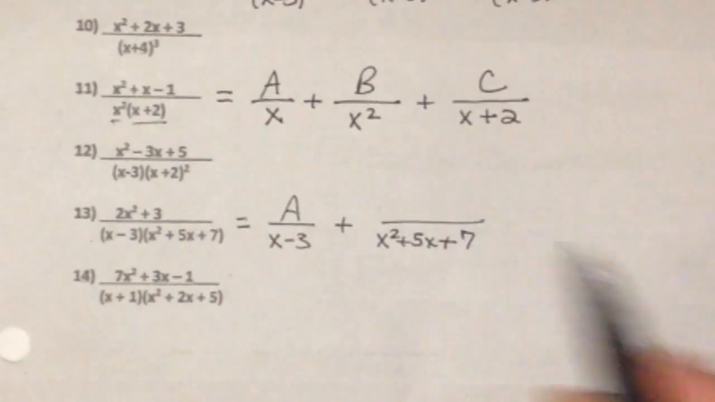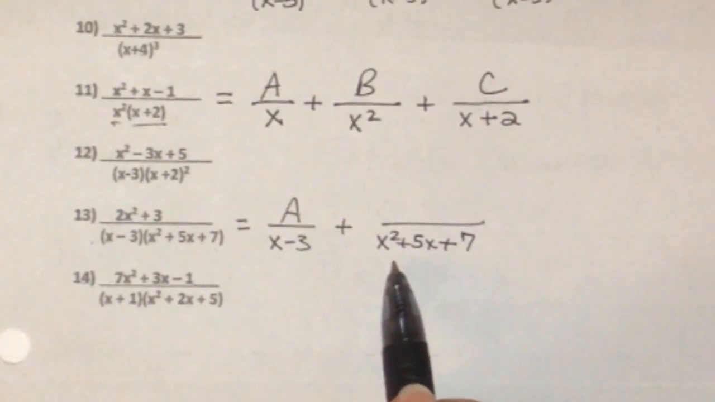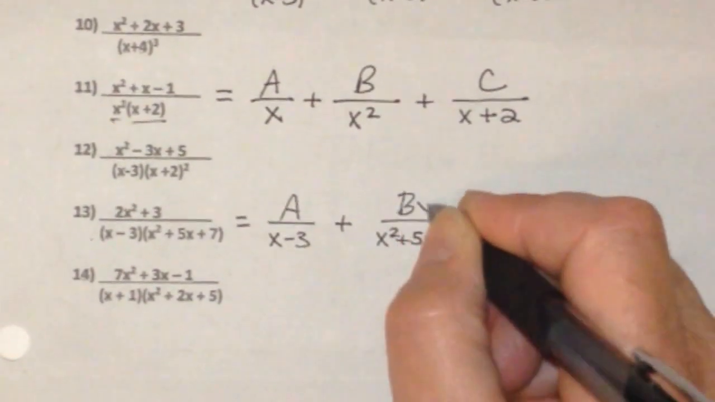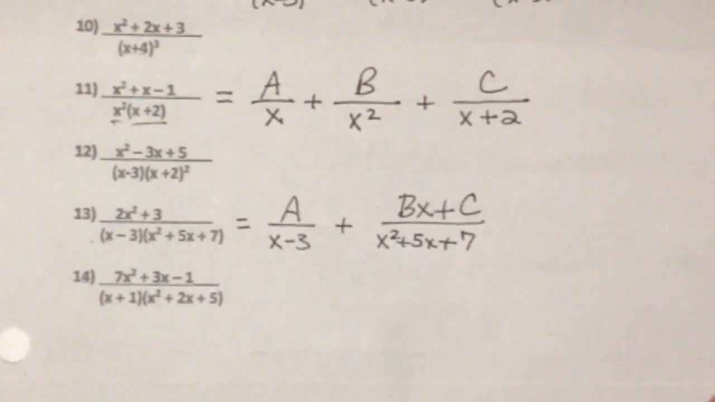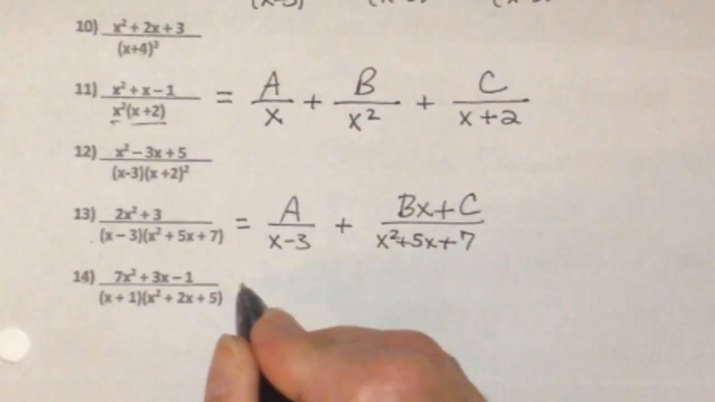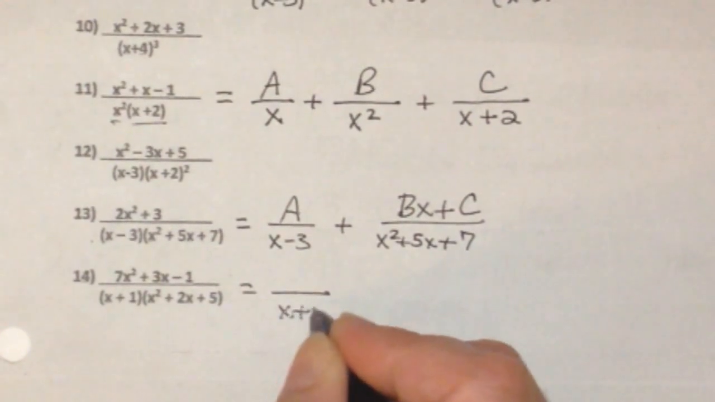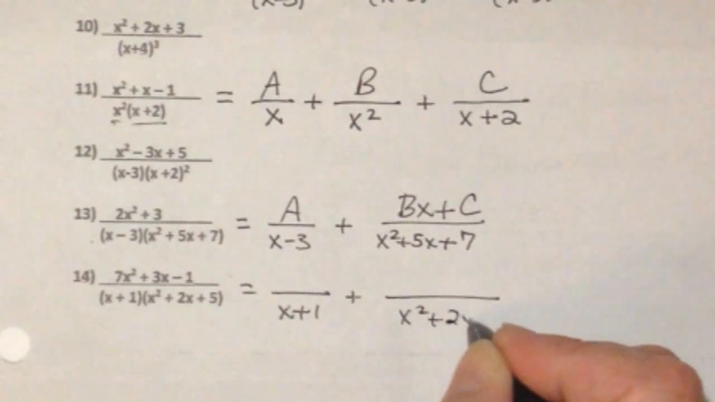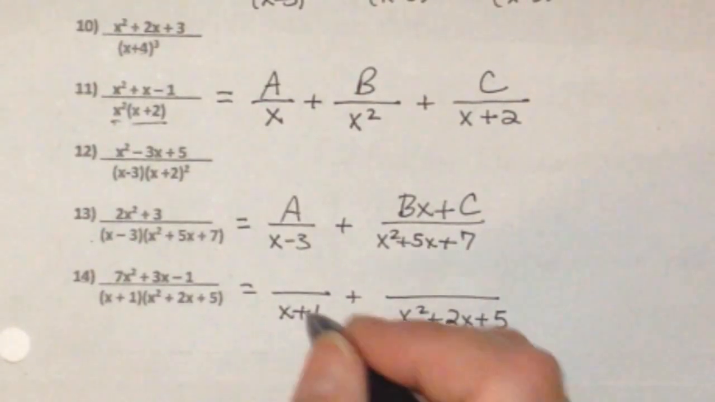What goes in this numerator will be 1 degree less than what's in this denominator. This is of degree 2. So what goes in this numerator will be bx plus c. That's how you write 1 of degree 2. I'm going to go ahead and do 14 since we only saw one of these. This will be rewritten into this fraction, something over x plus 1, plus something over x squared plus 2x plus 5. The degree of this denominator is 1, meaning that the degree of the numerator needs to be 0 or a constant term.